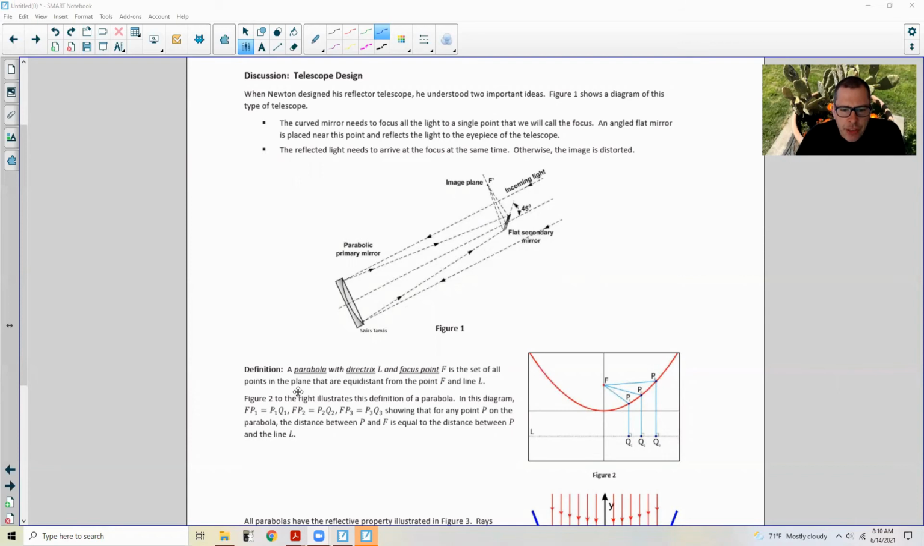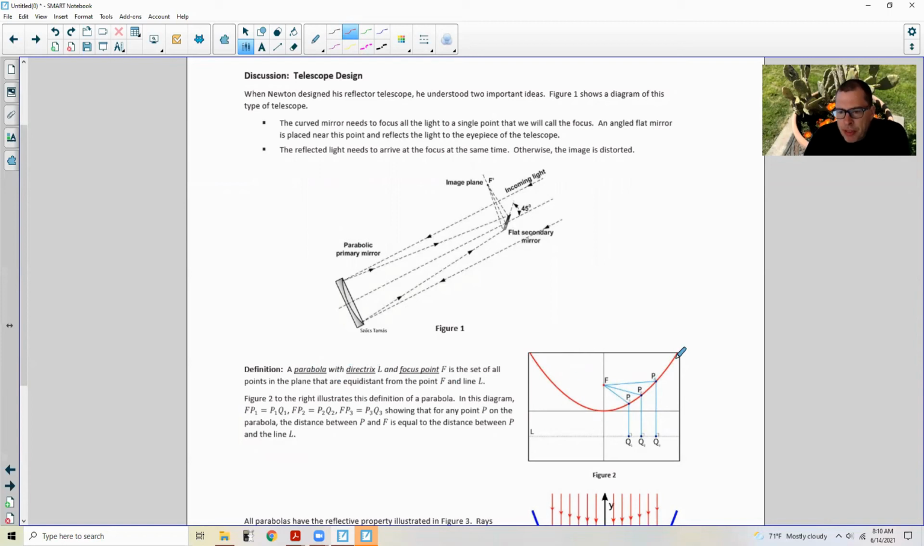Okay, so by definition, a parabola with directrix L, this is this line right down here. There's a line parallel to the x-axis down here, okay? With the directrix, let me get my pen out. So it says a parabola with directrix L, which is right here, and a focus point F, which is right here, is the set. So the parabola is the set of all points in the plane that are equidistant from the point F and the line L.